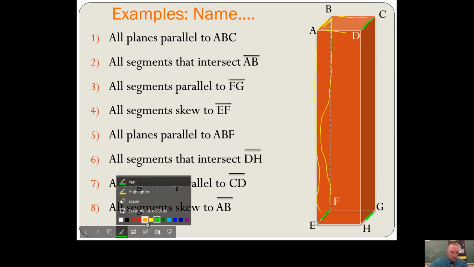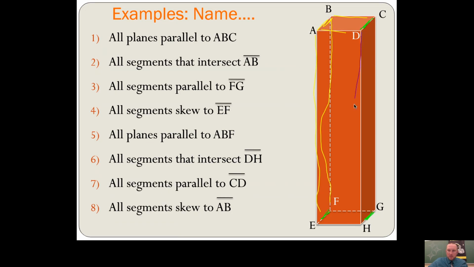So your four answers, go with purple again, would be segment DH, segment CG, segment FG, and segment EH. Notice those backwards L's. So we got segment EH, segment HD, segment CG, and segment FG.